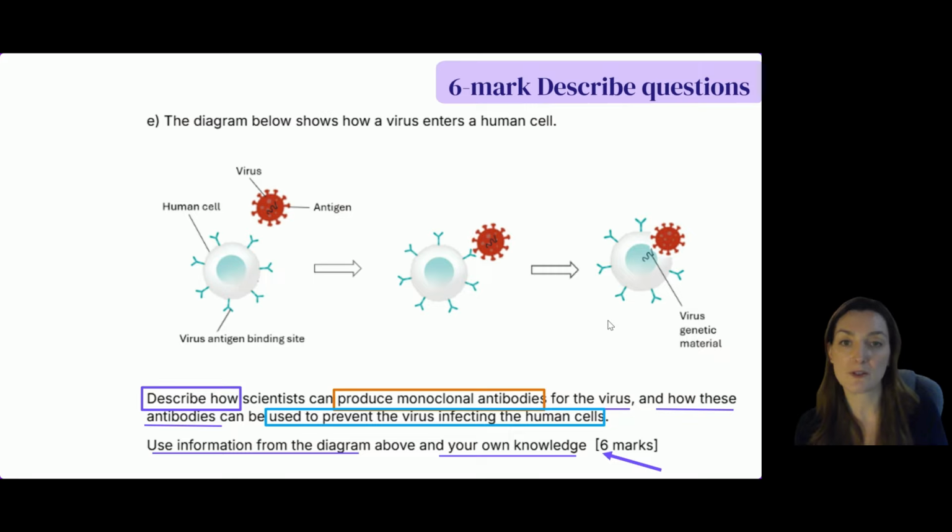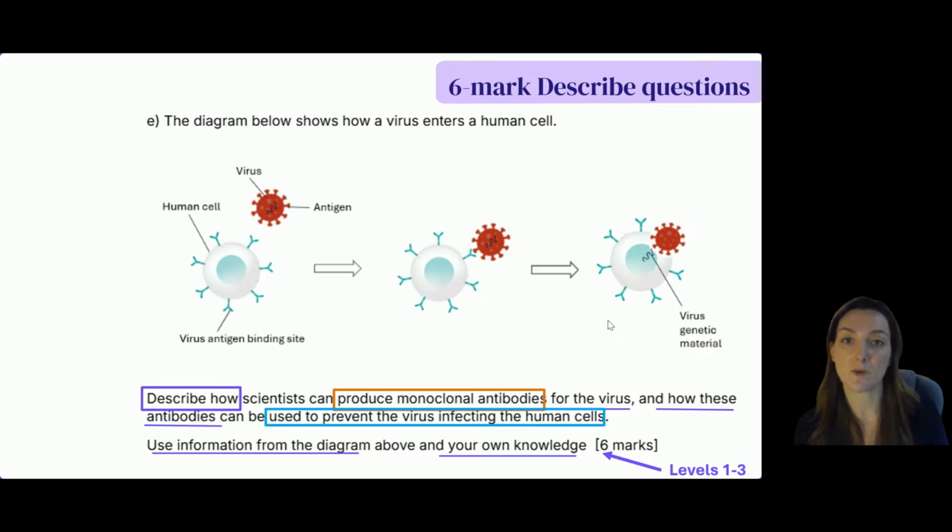It's worth 6 marks, and with 6-mark questions, they're often levelled, levels 1 to 3. If you get a level 3, that's going to be 5 or 6 marks. For levelled questions, you need to make sure that you've got lots of correct information, you're using lots of scientific detail and terminology, and that it's laid out in a concise and logical manner.